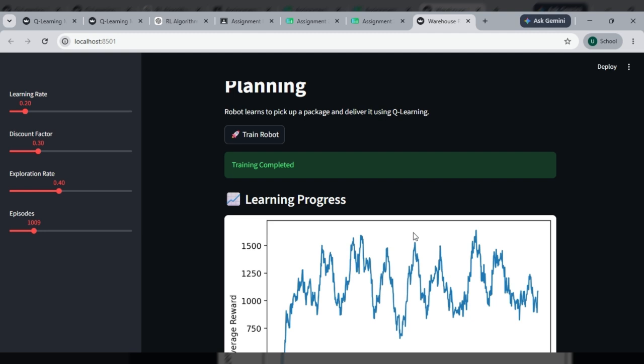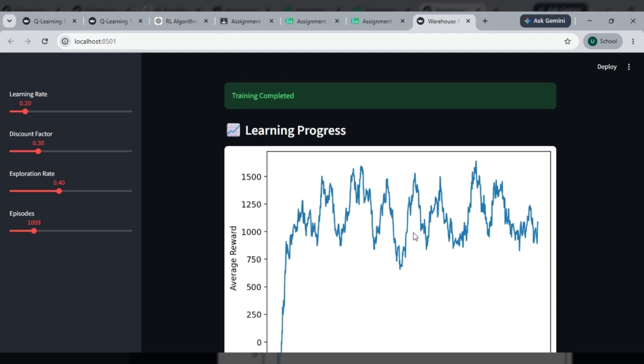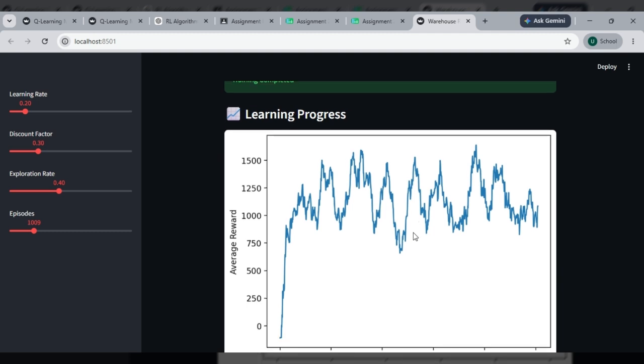Reward system. To encourage efficient behavior, a reward system is defined. When the robot reaches a pickup point, it receives a positive reward. If it successfully delivers the package, it receives a large positive reward. Every normal movement receives a small negative reward to encourage a shorter path. If the robot hits an obstacle, it receives a large penalty.